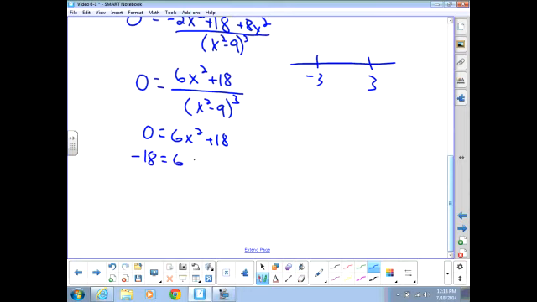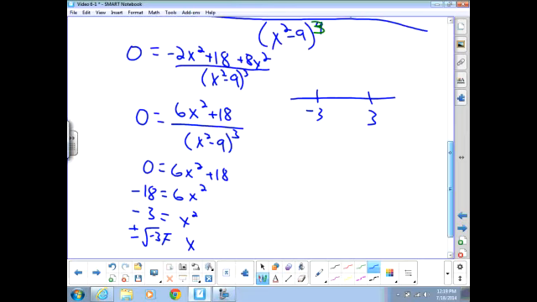Subtract the 18 over and divide by 6, you get x squared is equal to negative 3. Well, when you take the square root, you get x is equal to plus and minus the square root of negative 3, which is imaginary. So in other words, there's no way to make the numerator 0. And if you think about it, it makes sense. For this to be 0, that first term, the 6x squared, would have to be negative 18. Well, when you square something, it's always positive, so that first term is always going to be positive, and there's no way possible then to make the whole thing 0. So we'll just work with the negative 3 and 3 as the only numbers on our number line.